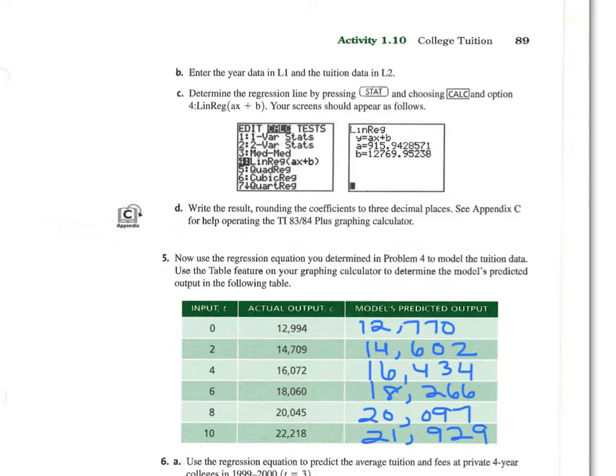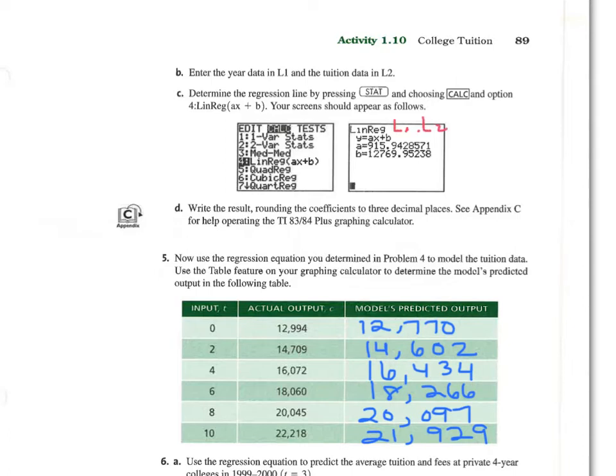So that's under stat calc. That's what they're telling you right there. Go down to 4, which is linear regression. And if you don't have any other lists in your table, you can just press enter. Sometimes we have to put, let me show you, sometimes we have to put like an L1, L2 there.